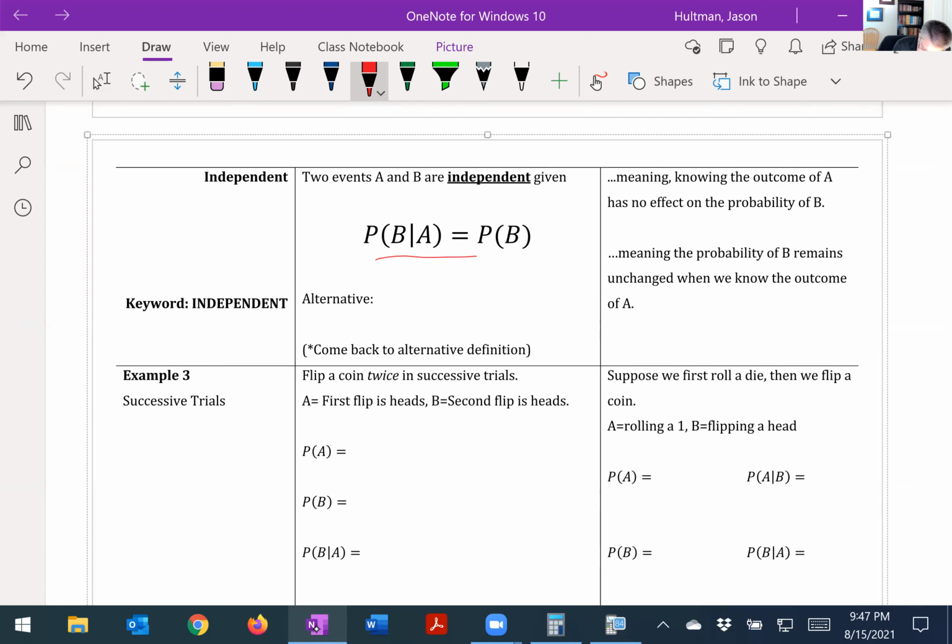So if we look at the Venn diagram real quick, if they are independent events, the probability of B given A is just equal to the probability of B. Here's A, here's B, right? So A already occurred, but does that affect B? No. Just because A already occurred doesn't affect the probability of B, so the probability of B is still the same.